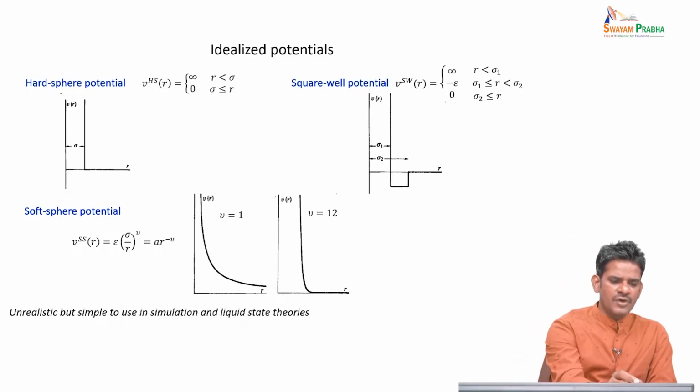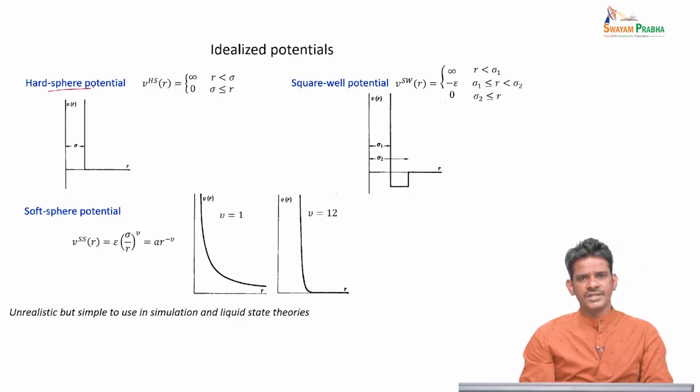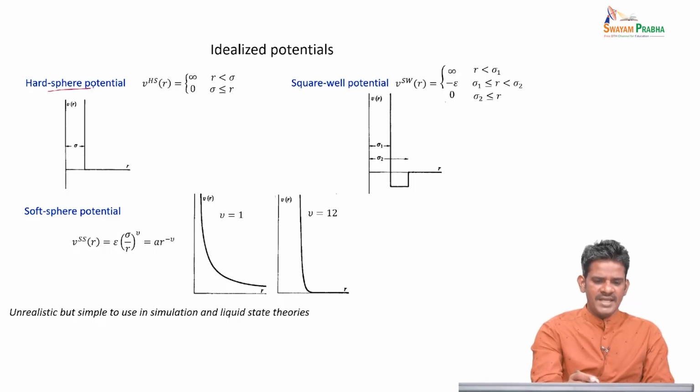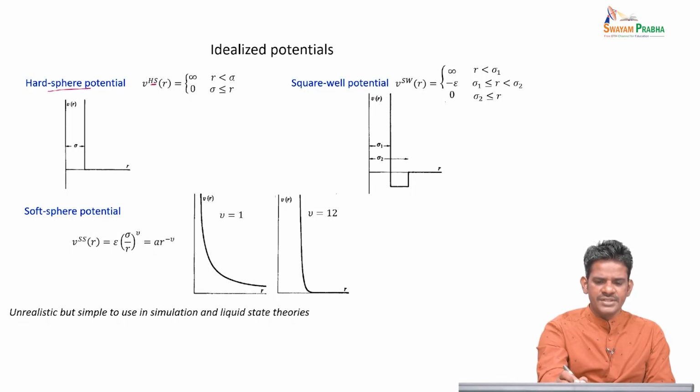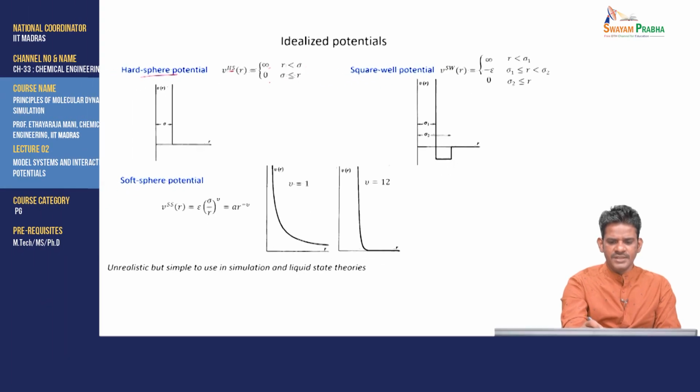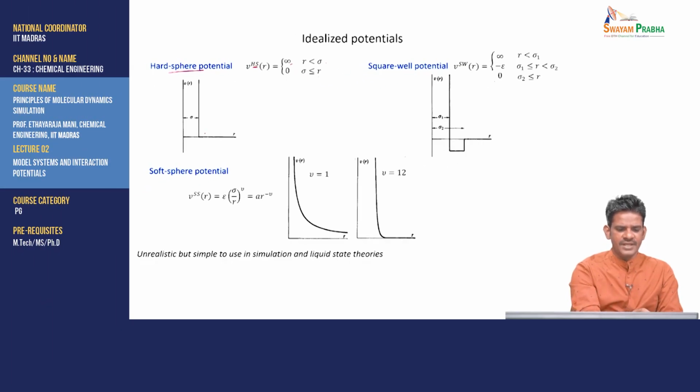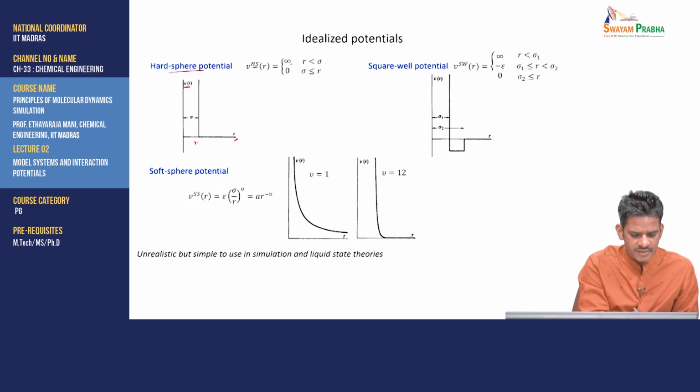So the first one we want to talk about is what is known as the hard sphere potential, and the mathematical form is given here. This HS here means hard sphere. So when the particle separation r is less than sigma, the potential is infinite, and the moment r goes above sigma, then the potential is 0. So graphically it is shown here, V of r on the y-axis, r on the x-axis.